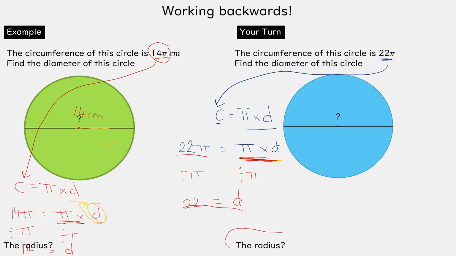Last bit here though, we did want to work out the radius. Just keep checking in with it so we know the diameter, all the way across, is 22. The radius is going to be half of that, isn't it? So the radius is going to be 11. Well done if you got those right.